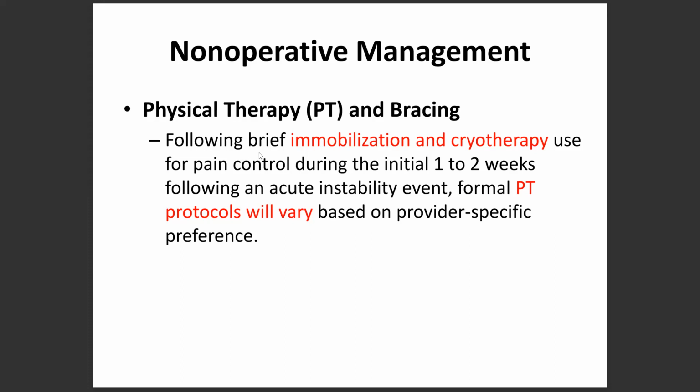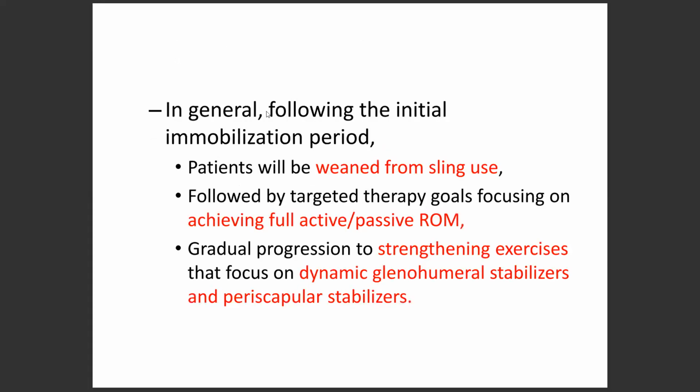So after a brief session of immobilization and cryotherapy used for pain control in acute cases, during the initial 1 to 2 weeks following an acute instability event, the formal physical therapy protocol will vary based on the provider's specific preference. Generally, following the initial immobilization period, the patient will be weaned from sling use.